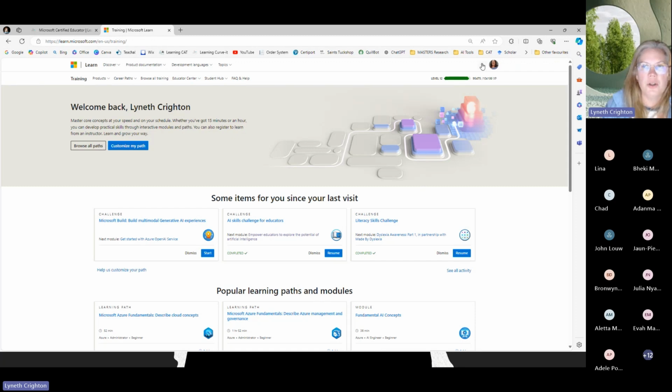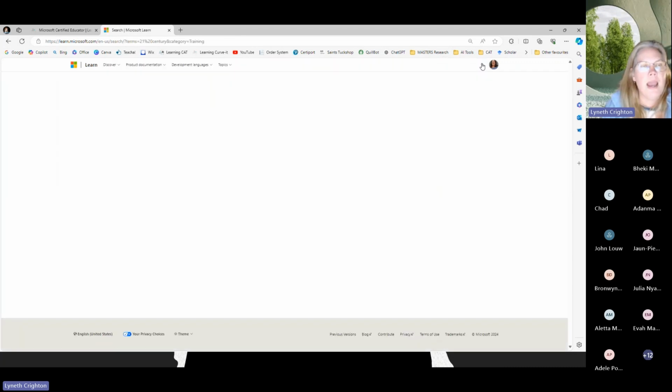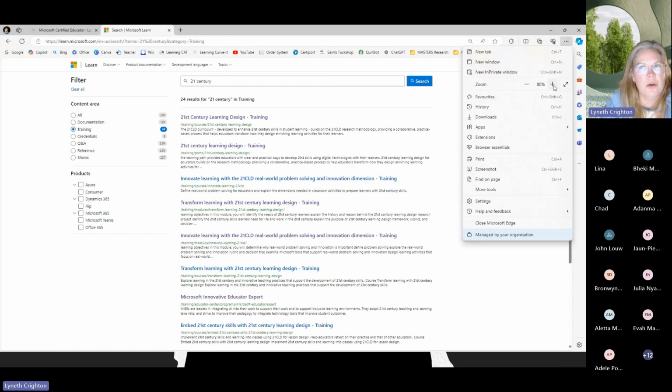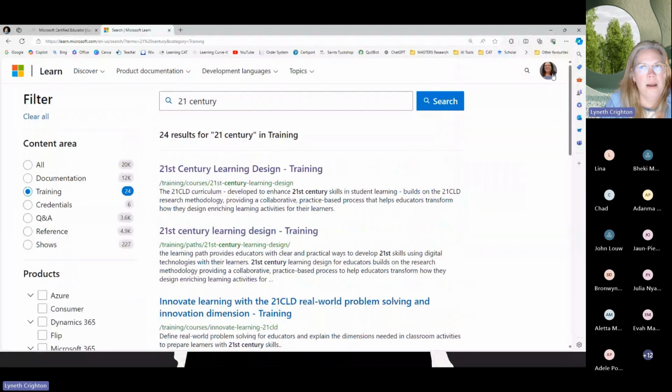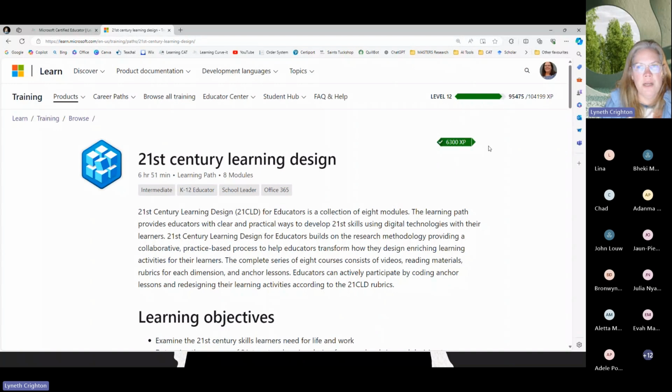To find Microsoft 21st Century Learning Design, the best way is I type 21 century in the search. I know it's quite small, but next to where my picture is, if you don't have a picture in your Microsoft account, you might just have your initials. We're looking for the one that says Training Paths, 21st Century Learning Design, and you click on it. And if it's green in the top right-hand corner with the experience points, it means you have completed it.